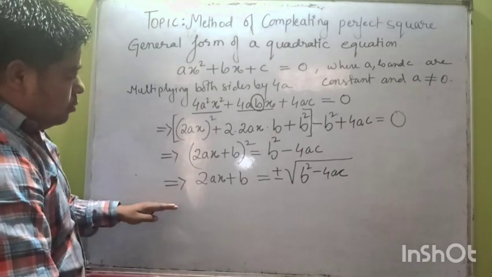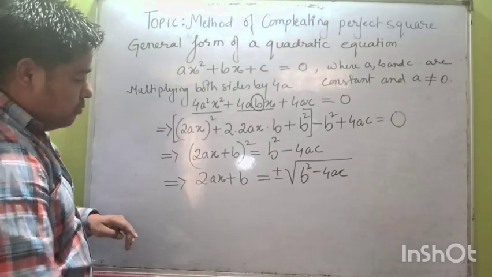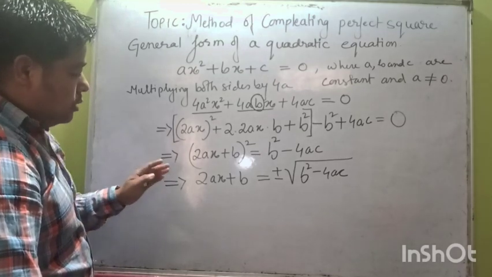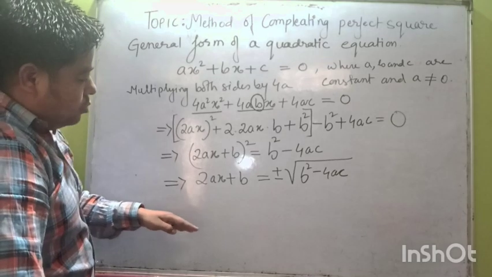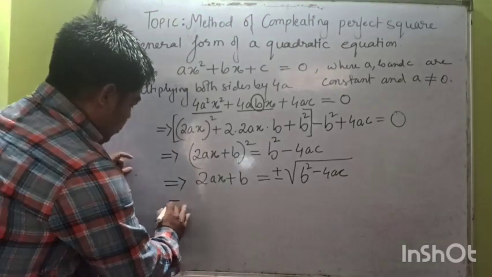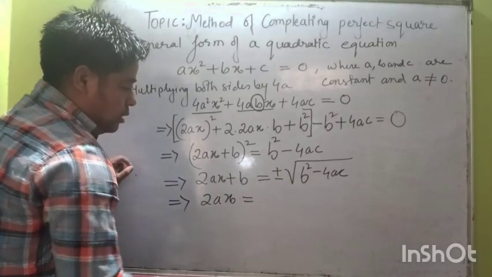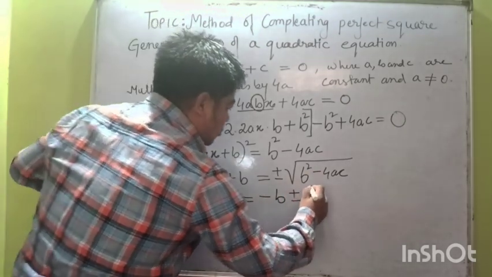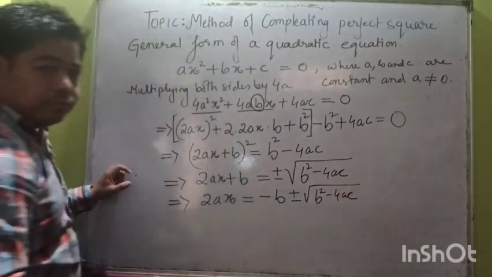Here we want to find the value of x. We want to find the value of the variable x. So we need to transfer the other terms and coefficients to the other side of the equation. First of all, we transfer this b to the other side of the equation. So when we transfer b to the other side of the equation, it will become minus b. Minus b, then plus minus root over b square minus 4ac.